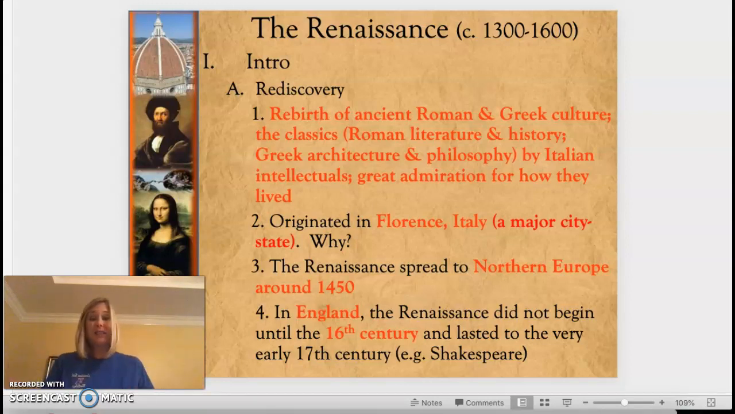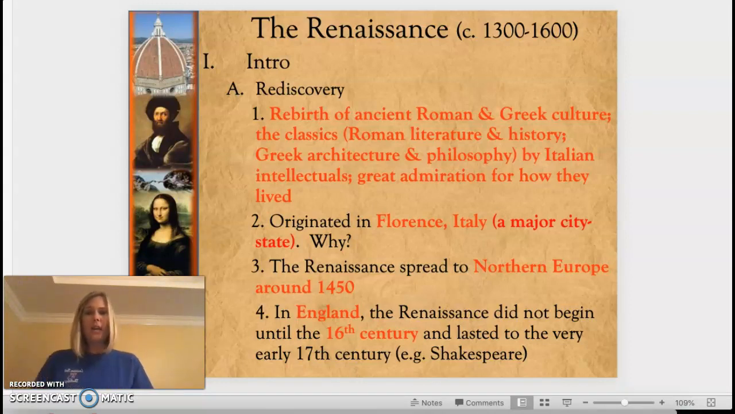So it's basically the classics, okay? The literature and the history from the ancient Roman times, the architecture and the philosophy from the Greek and Roman times. So these Italian intellectuals are rediscovering these classic works. And we know that there's going to be this great admiration for how the ancient Greek and Roman people lived. The people of the Renaissance admired their lifestyles and basically want to live like the Greeks and Romans did all those years ago.